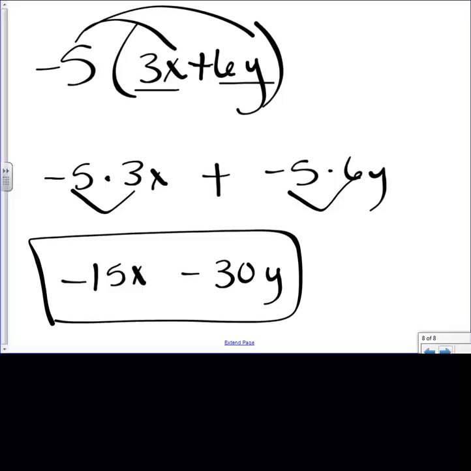I know what you're thinking. What about the plus sign? Well, if I put a plus sign in here, it's plus a negative, and when you simplify, it actually is just a negative. So the negative stays there. Okay? All right, let's try this one.